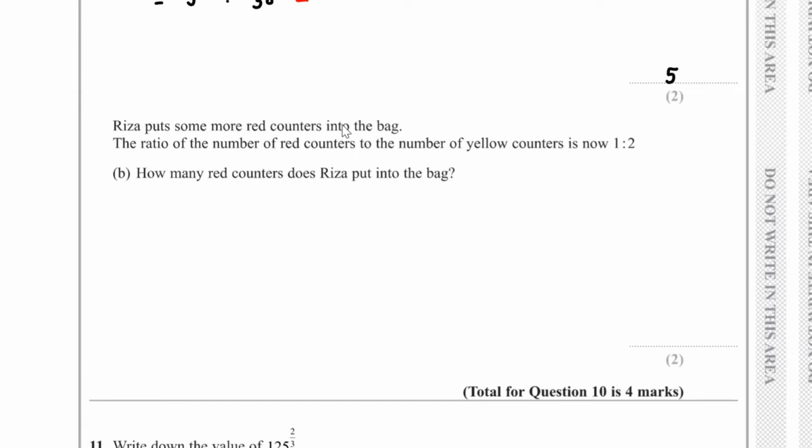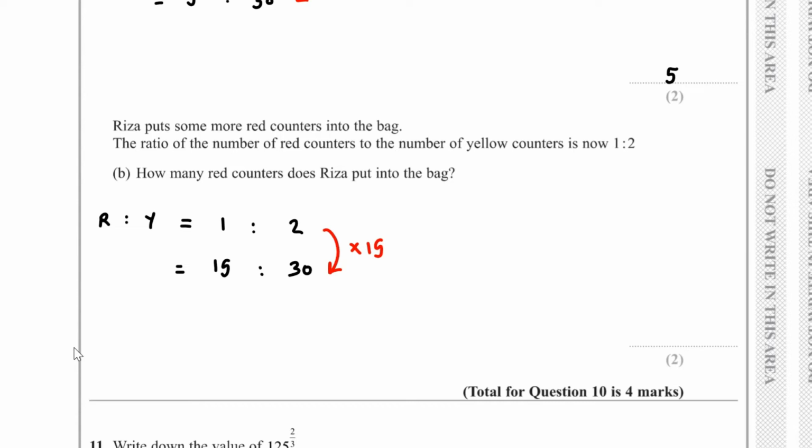Reza puts some more red counters into the bag. The ratio of the number of red counters to the number of yellow counters is now 1 to 2. How many red counters does Reza put in the bag? So the way to think about this is the ratio of red to yellow is now 1 to 2. She puts more red, so the number of yellow stays the same as 30. To go from 2 to 30, we multiply by 15, and therefore 1 times 15 is 15.